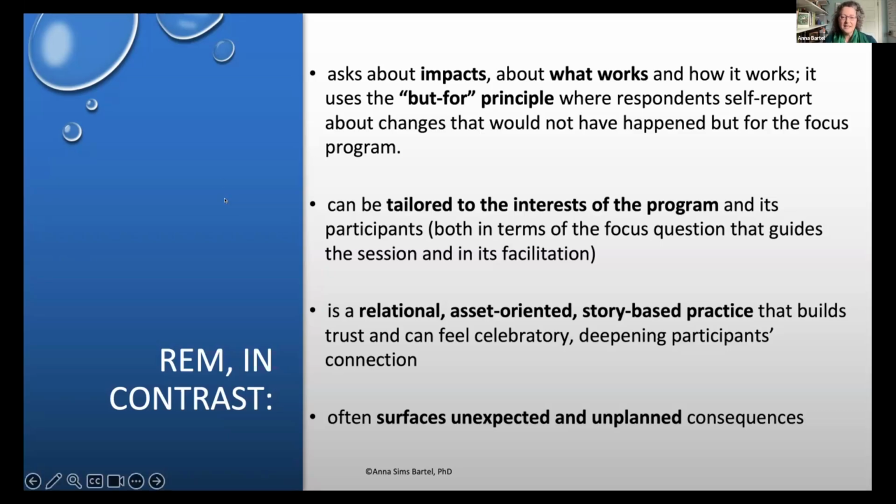It can also be tailored very closely to the interests of the program and its participants, both in terms of the focus question that guides the session and in terms of how we facilitate. I'm getting a little verklempt.